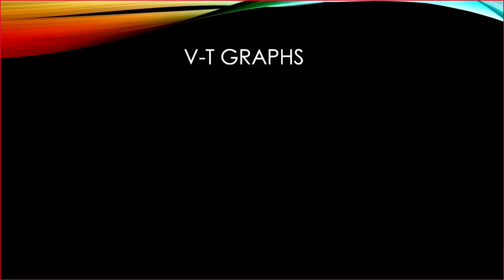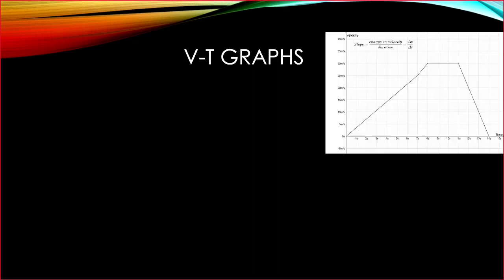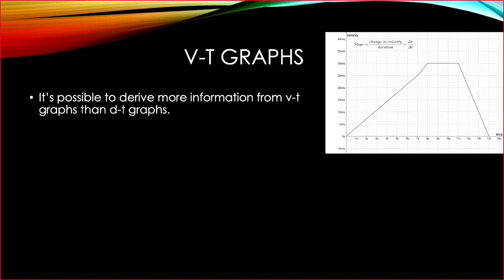We also have what's called VT graphs, and they're similar to the DT graph, but instead of distance on the y-axis, we have the velocity on the y-axis. And from these kinds of graphs, it's possible to derive more information than from the DT graphs, just because you have two relations between the y-axis and the x-axis.